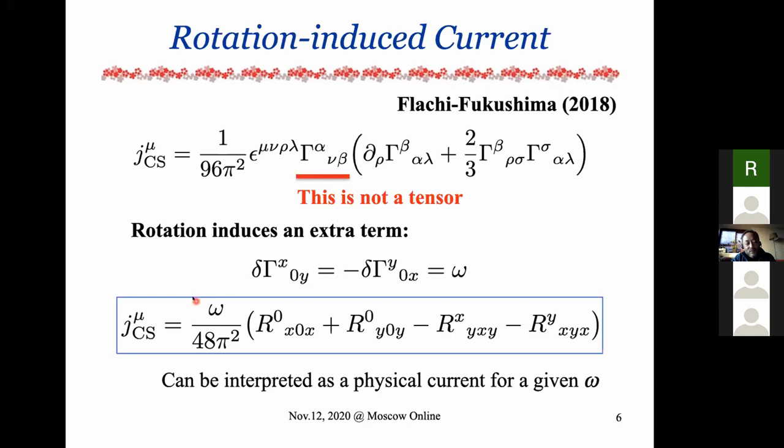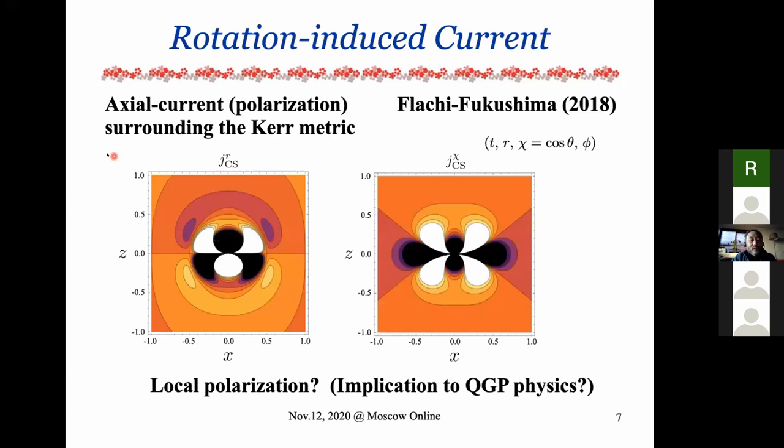But once that gauge field is replaced by the chiral chemical potential, what you have is a physical expression. And in this way, once this Christoffel symbol is shifted like this, and this is replaced by the angular velocity, then what you have is completely physical. And so you can interpret this as a physical current. And so this is how you get the current from zero by the coordinate transformation.